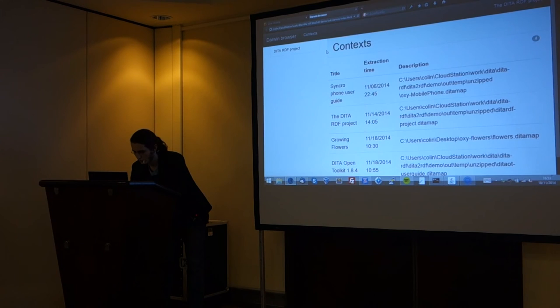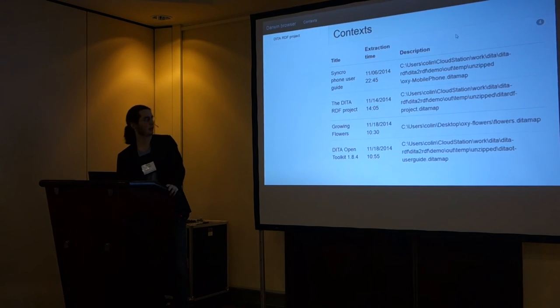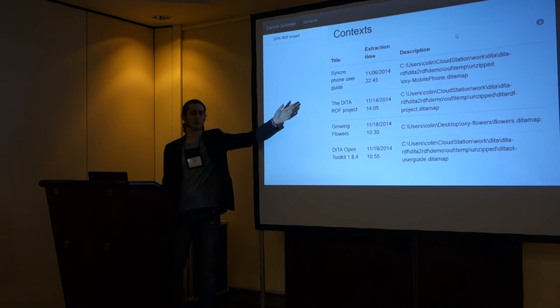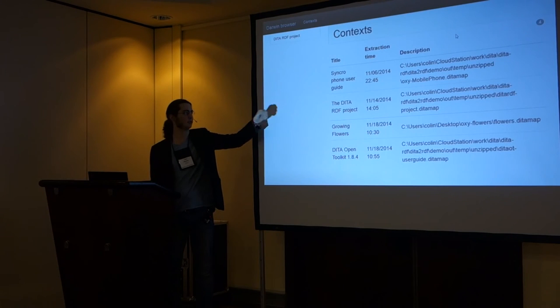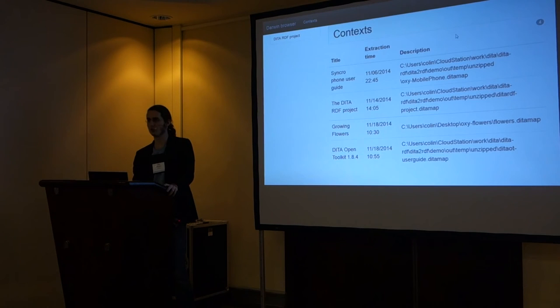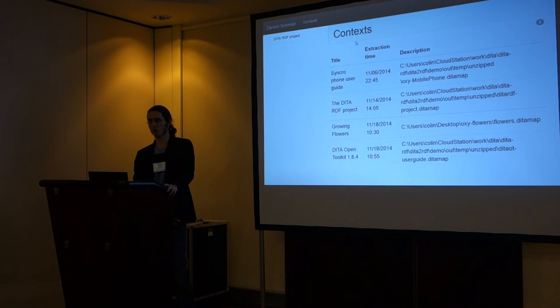I used a few sample DITA content, I hope they don't mind, from Oxygen, and the DITA-OT user guide, and the documentation of the DITA RDF project, which is written in DITA. So the home page of the tool lists the maps from which you have extracted the metadata, with the extraction time and the title of the map. I call them contexts. You could also call them scopes or root maps.